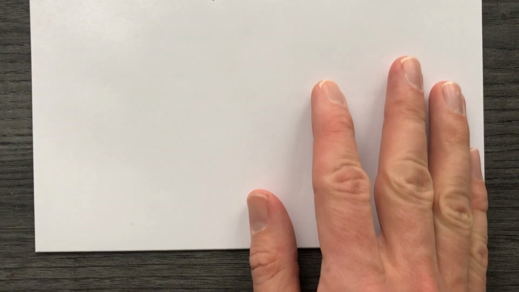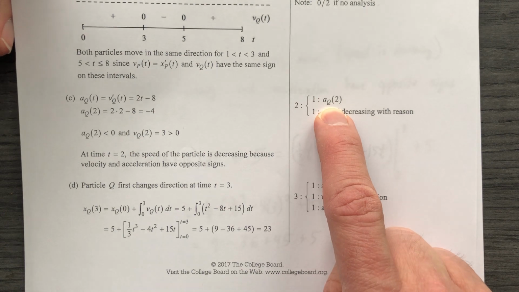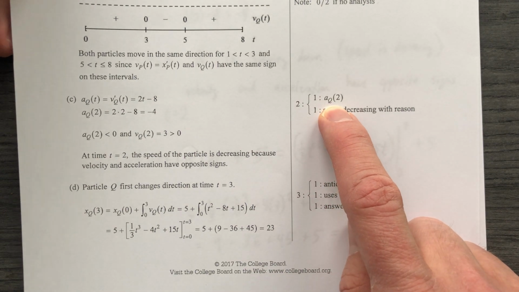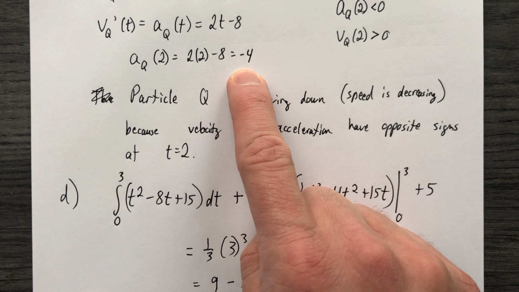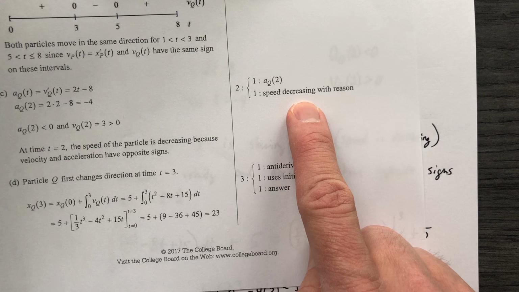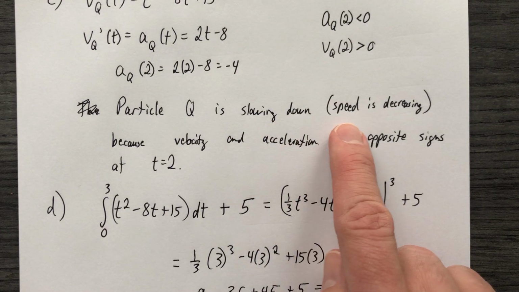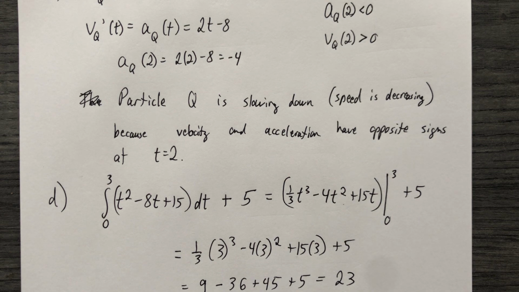Okay. Part C. We get a point for the correct derivative of velocity, which is a sub q of 2, and plugging in the 2, which gives us -4. That was an easy point right there. Easy point earned. And then the speed is decreasing with the reason the speed is decreasing, and the reason is they have opposite signs, which is what the answer key says.